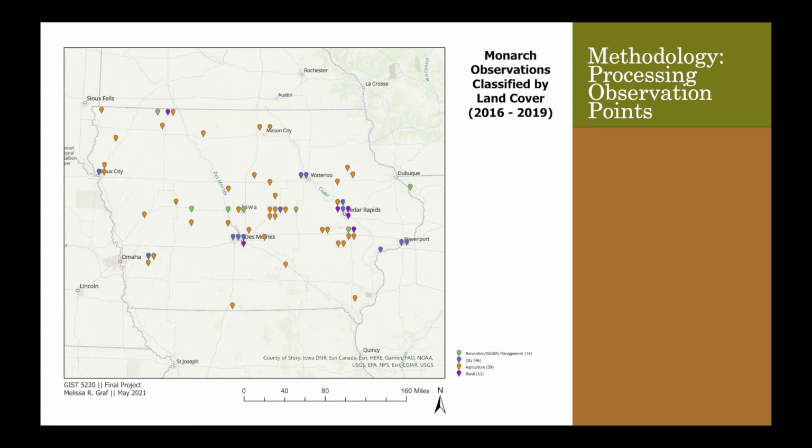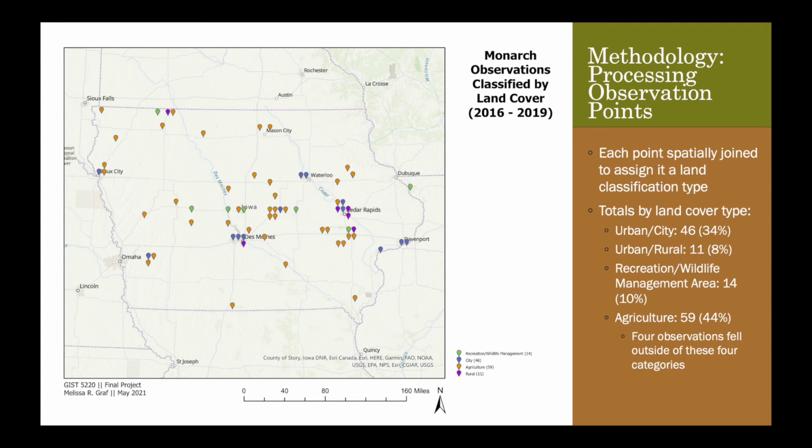The first step in characterizing each observational point by land type was to perform a spatial join between the observations layer and each land cover layer. This allowed me to tally up the number of observations that overlapped each of the 4 land cover types. In total, there were 46 located within cities, 11 located in rural areas, 14 located in recreational/wildlife management areas, and 59 located in agricultural lands.